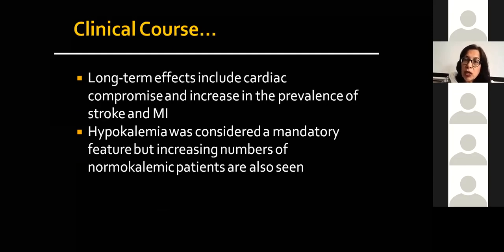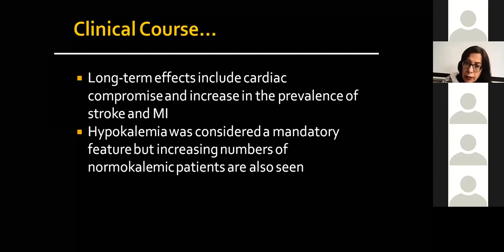Long-term effects are due to the cardiac compromise and the increase in hypervolemia. All these things cause cardiac compromise, with an increased prevalence of stroke and myocardial infarction. Now in this case, hypokalemia: previously we used to study that hypertension with hypokalemia, the thing which should come to mind first is hyperaldosteronism. Why hypokalemia? Because when the kidney retains the sodium, it excretes potassium in place of the sodium. So the loss of potassium causes hypokalemia.